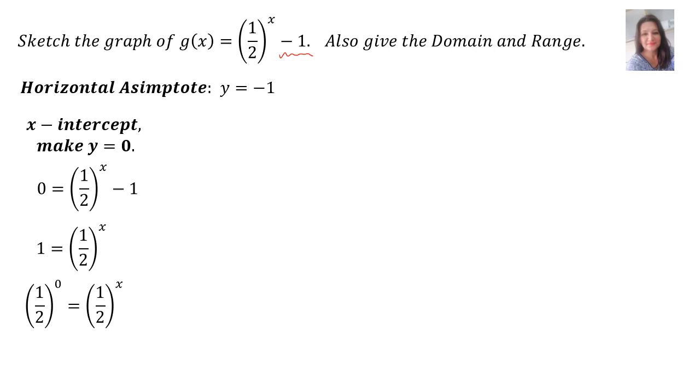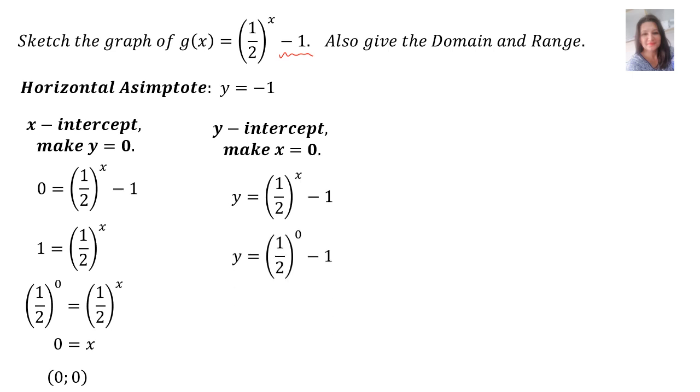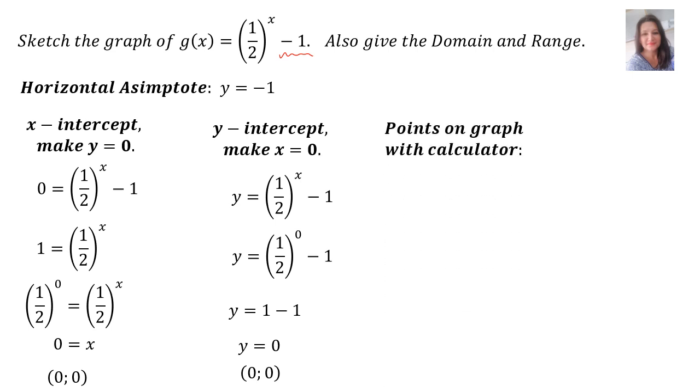Why half in this case? Because on the right hand side there's a half as a base. So now you can say bases are the same, therefore x is equal to 0. And then your x-intercept as a coordinate will be (0; 0), the origin. Y-intercept, make x 0. There's your equation. When you make x 0, half to the 0 is 1 minus 1, and your y is equal to 0. Therefore, your y-intercept is also the point (0; 0).